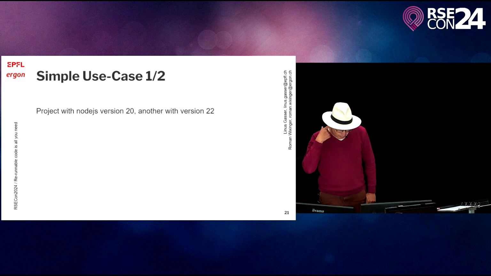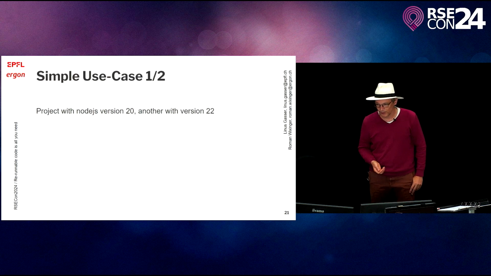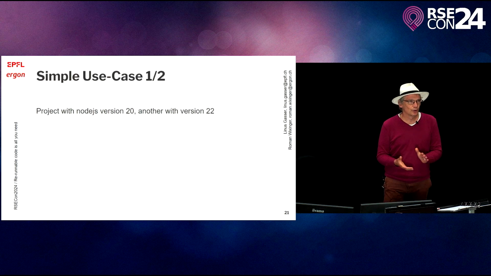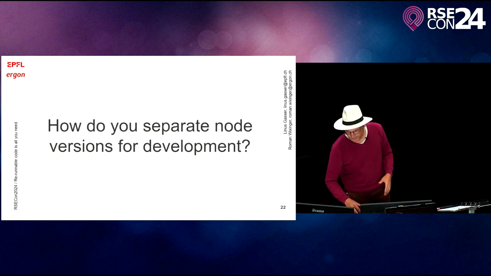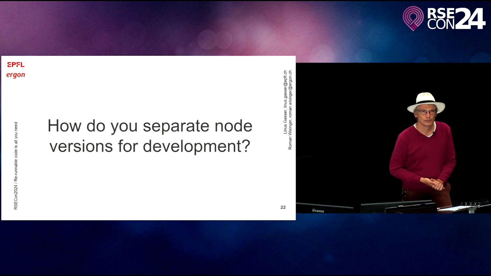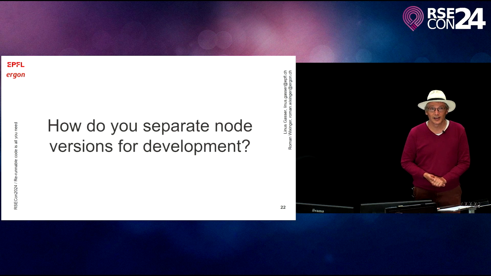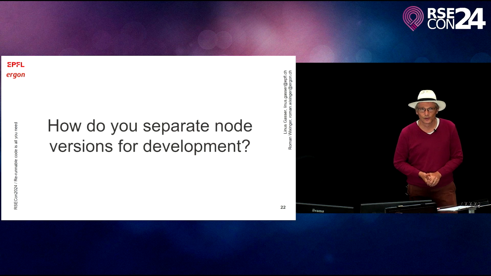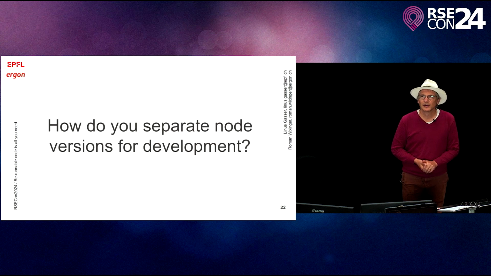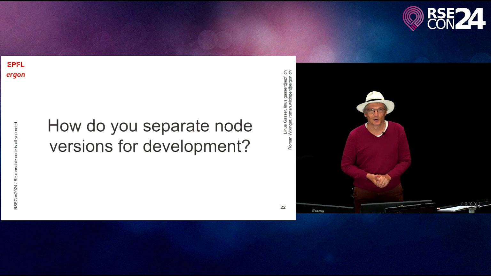Okay, let's take a very simple use case. You have one project with Node.js version 20, another project with version 22. How do you solve that usually? If you have two different Node versions, how do you use that usually? Volta. Sorry? Volta. Volta, okay. Somebody else? NVM as well. NVM, yeah. PNPM, okay. I discover a lot of tools, that's good. Need to write them all down, okay.